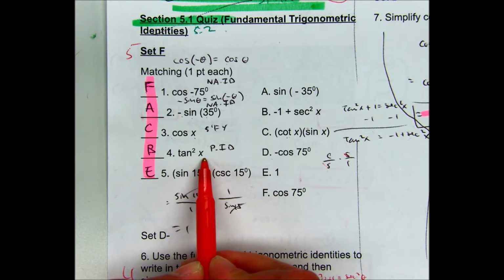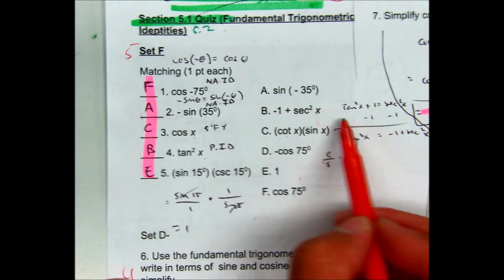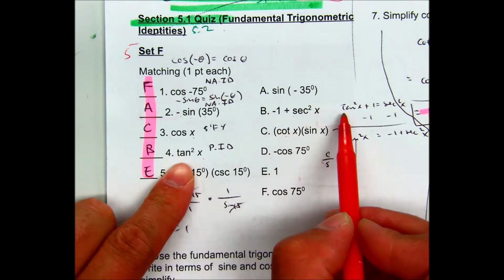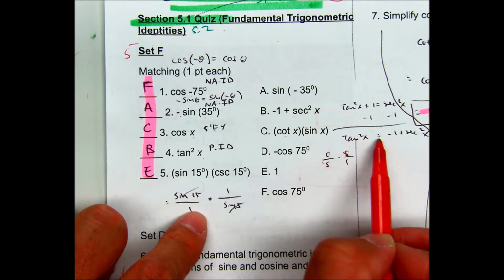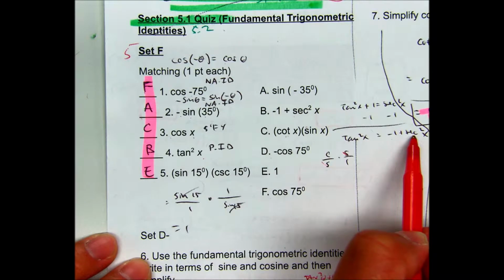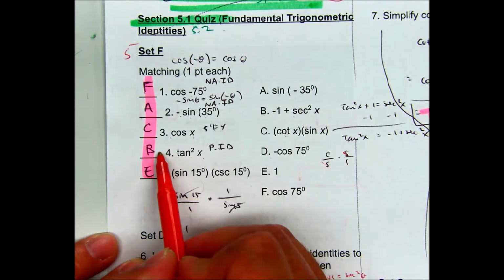Tangent squared x, if I look at any of these, this one looks like the Pythagorean identity. Tangent squared x plus 1 equals secant squared x. If I subtract 1, I get tangent squared x equals negative 1 plus secant squared x, and that's what I wanted, so that's choice B.